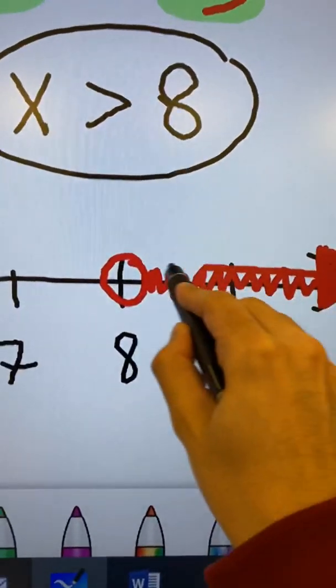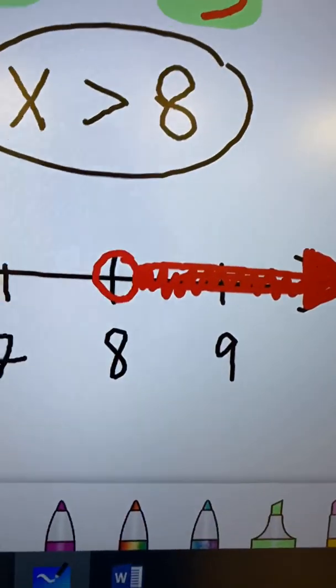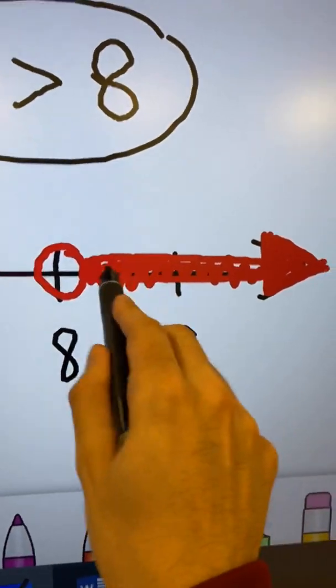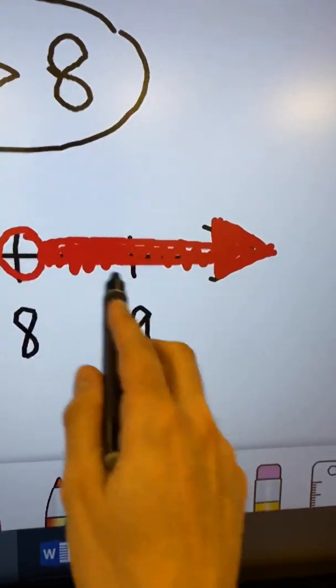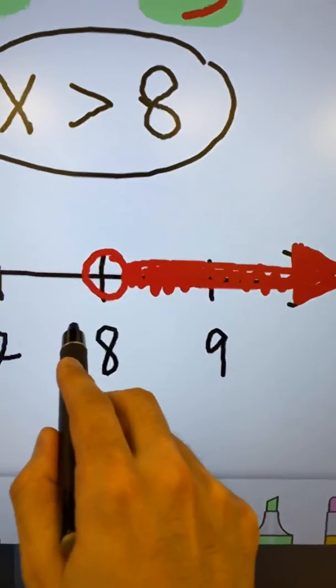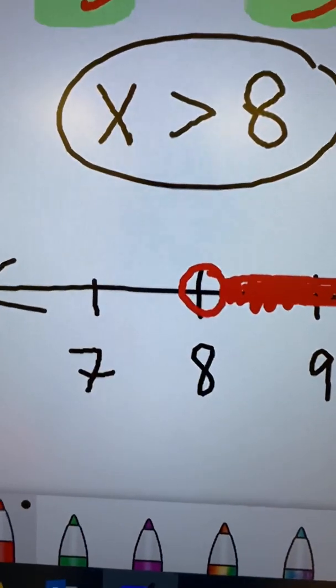So don't forget, this means every single number after 8 is a solution, including decimals, fractions, everything. All right, anything in between all these. We just don't include the number 8 or anything to the left. Those are not solutions.